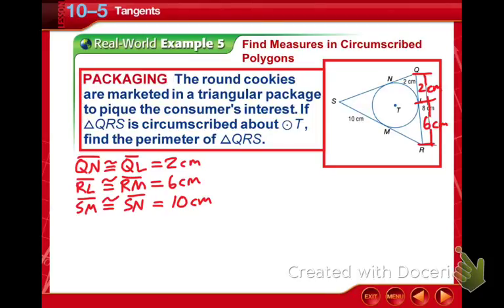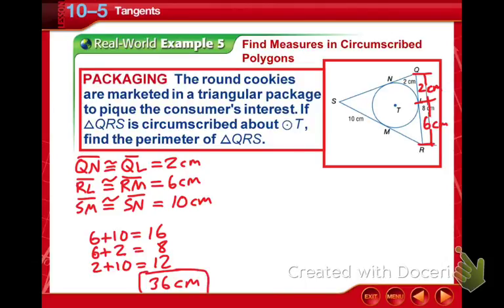So you can do this a couple different ways. You can multiply all these by 2 and add them together, or we can say we know that the sides of the overall triangle are 6 plus 10, 6 plus 2, and 2 plus 10. So that's 16 plus 8 plus 12. We got to add those together. We get 36 centimeters for the perimeter.